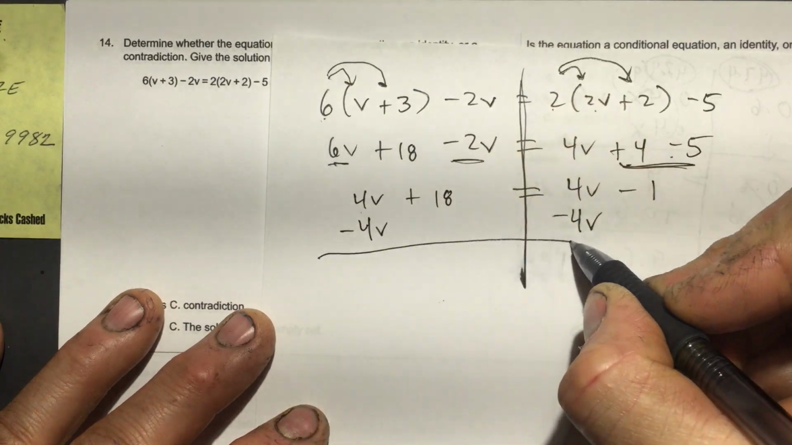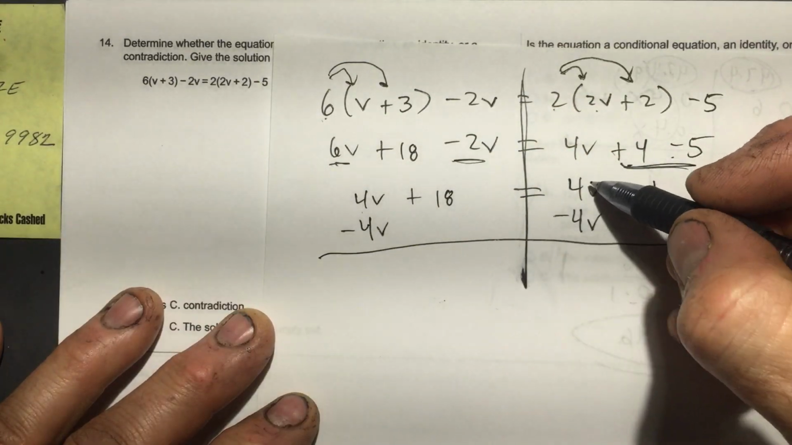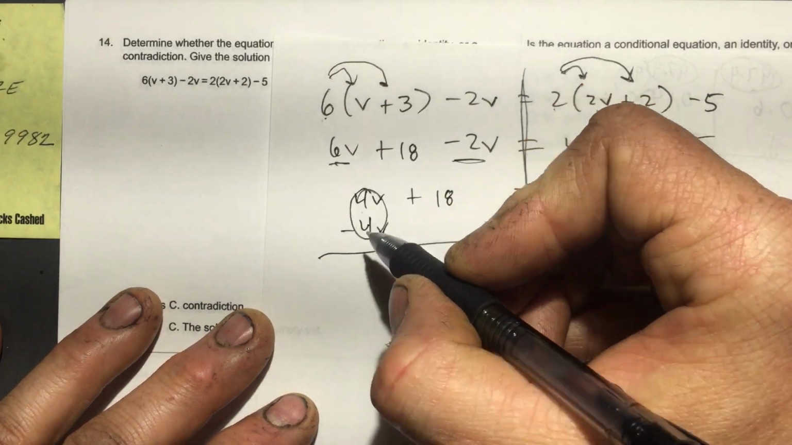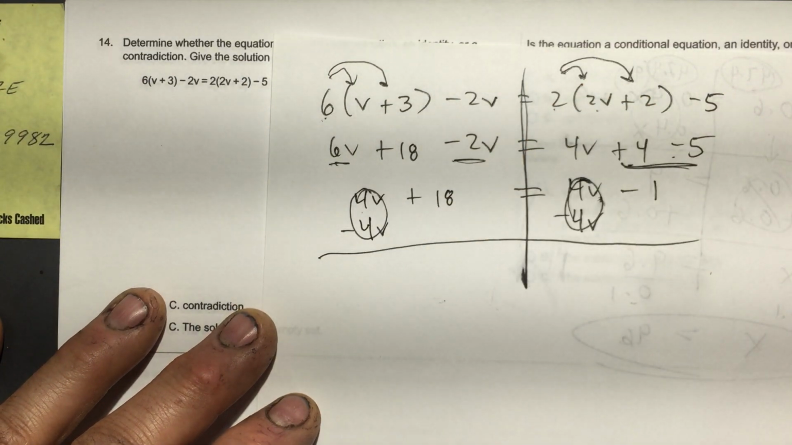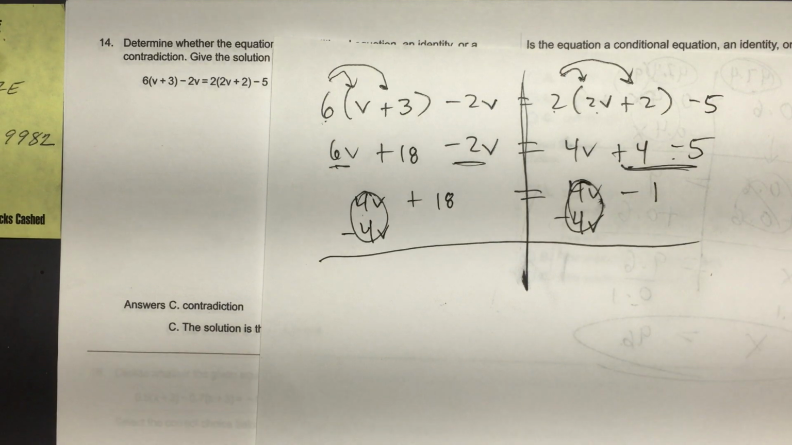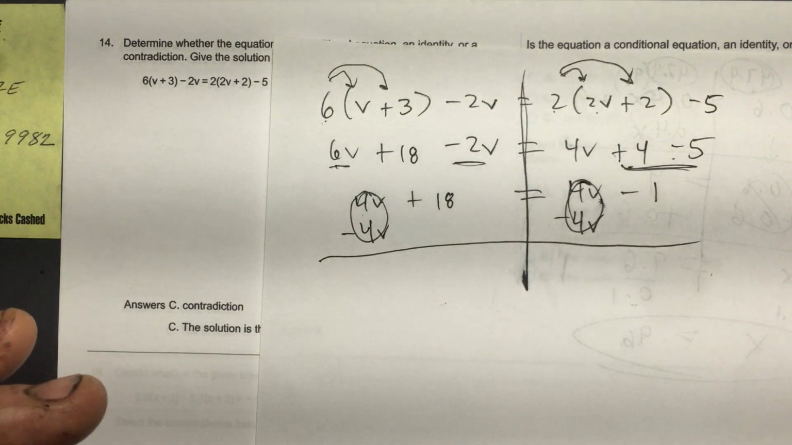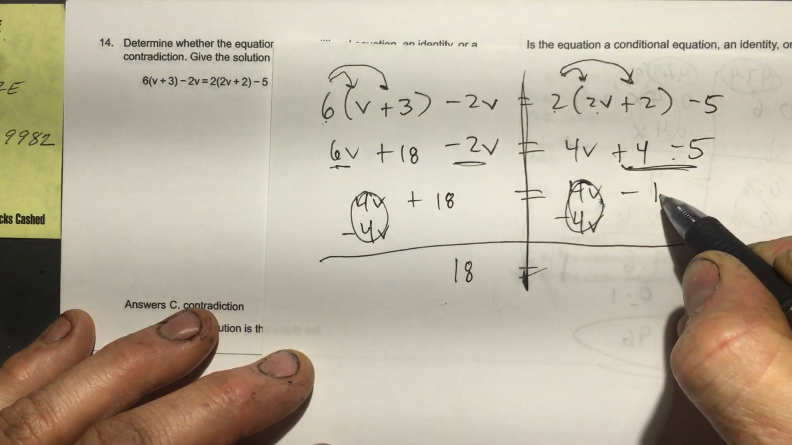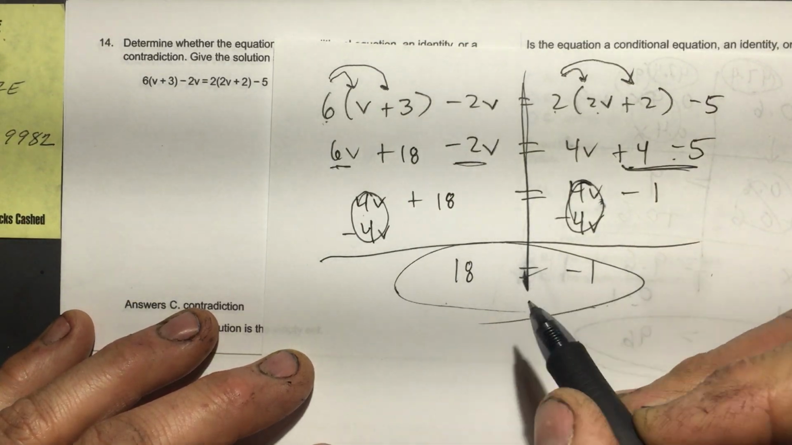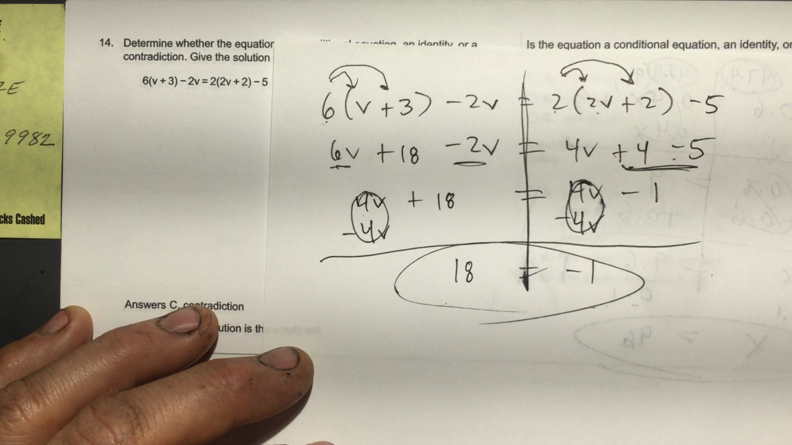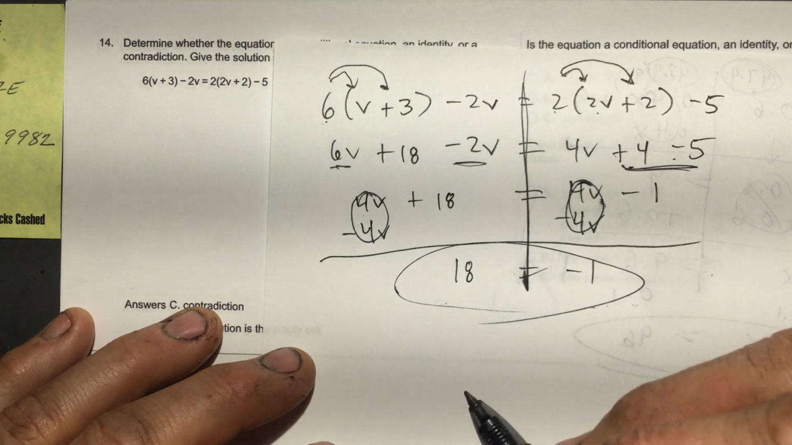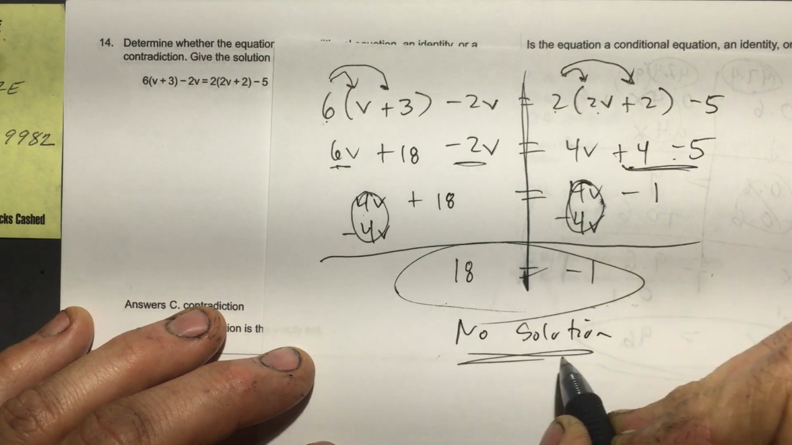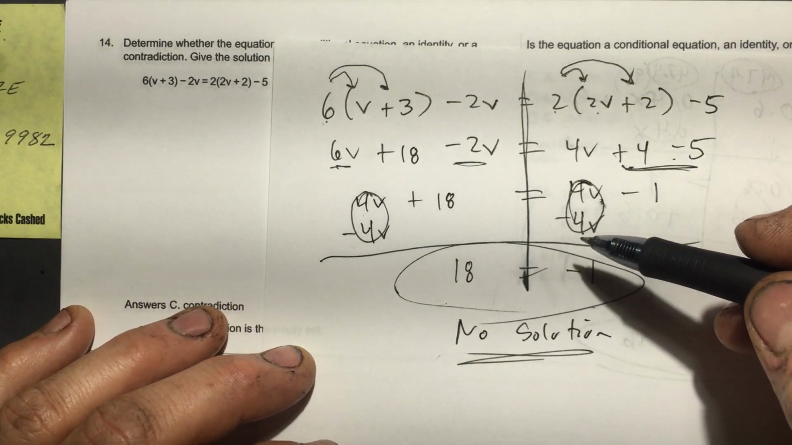Subtract 4v, because I've got to have my v's all on one side, don't I? And this goes away here. 4 minus 4, that goes away. But it also goes away over there too. So my v's zero out entirely, which means we're going to have one of these special cases. I look at what's left. Over here I've got an 18. Over here I've got a negative 1. Is what's left equal? No, it's not equal, which means there's no solution here. There's no solution that works in this problem.